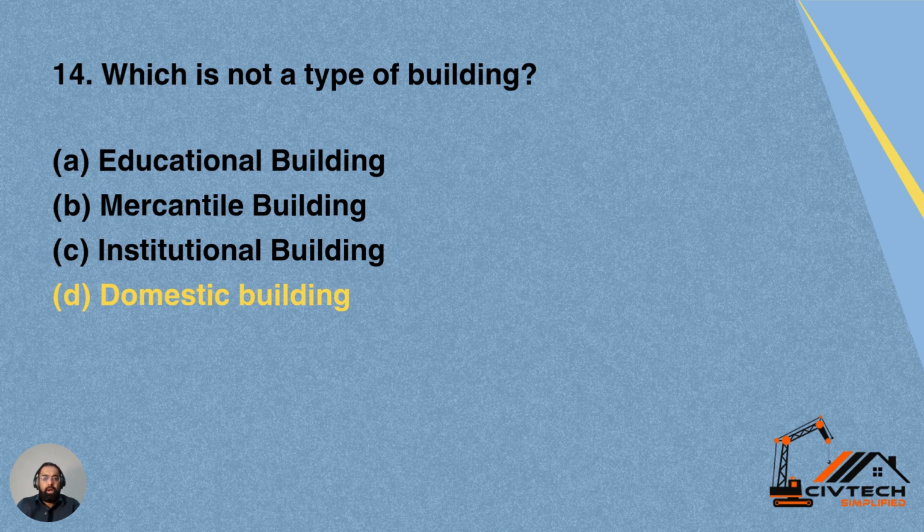Question number 14. Which is not a type of building? Option A, educational building, mercantile building, institutional building, domestic building. So option D is correct for this question. Domestic building does not come under the type of the building.